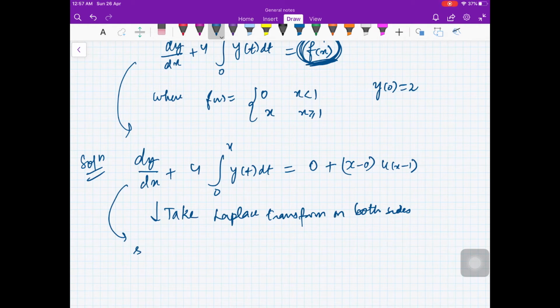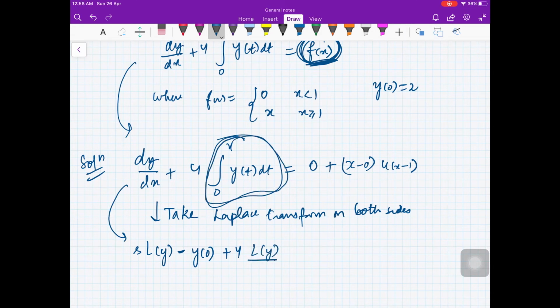So you will get here s, or p if you want to write p, it's up to you, L of y minus y of 0 plus 4 L of y. Now, I'm sorry, this is not L of y. So here you have the Laplace transform of this thing. You know that the Laplace transform of an integral is the Laplace transform of the function divided by s, right? We are using that formula here.